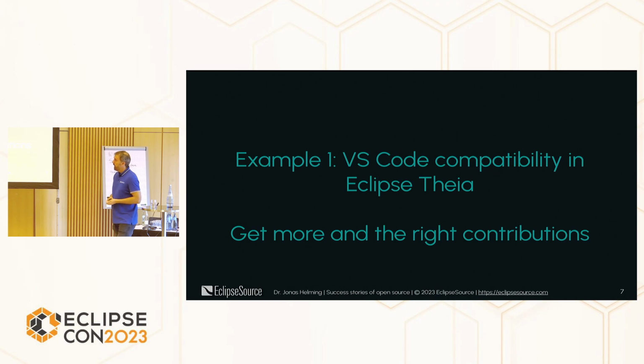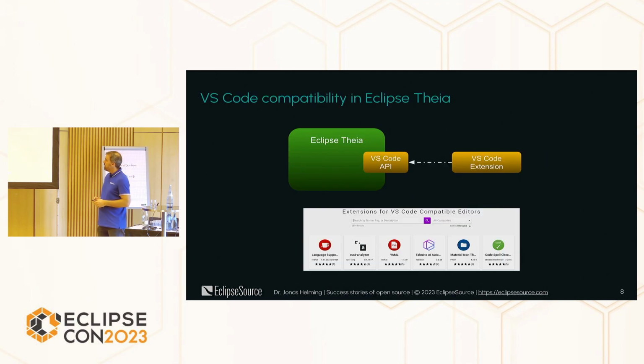Now, number one example that I want to mention is the VS Code compatibility in Theia, where it was achieved to get more contributions and the right contributions. Now, before we talk about that, quickly introduce what that actually is. Theia is compatible with VS Code in the sense that you can use VS Code extensions in Theia. It provides the same API. And the task that needs to be done there is whenever VS Code publishes a new API, Theia has to implement it too. Very often it's not actually a lot of work, but it needs to be done.